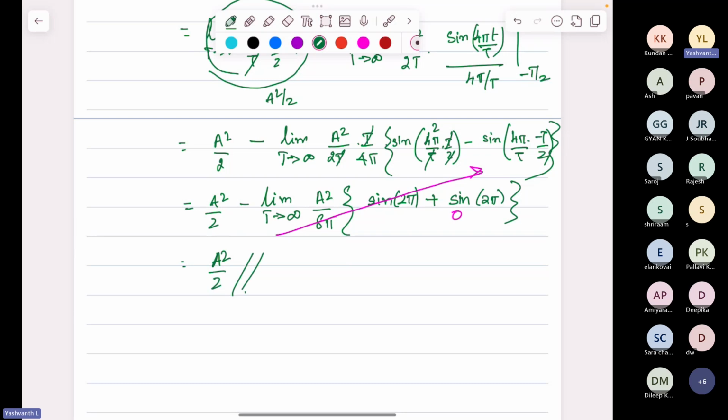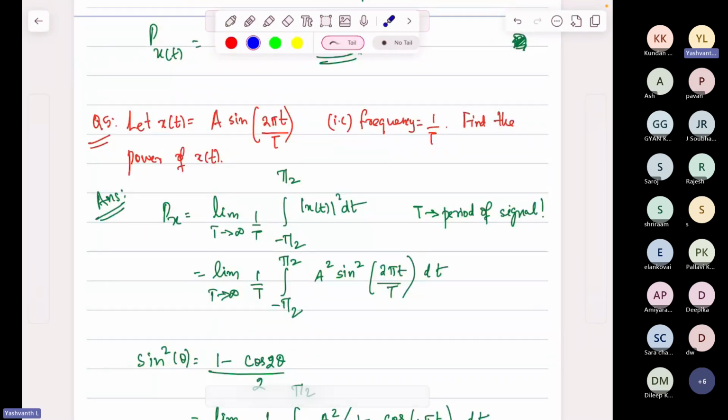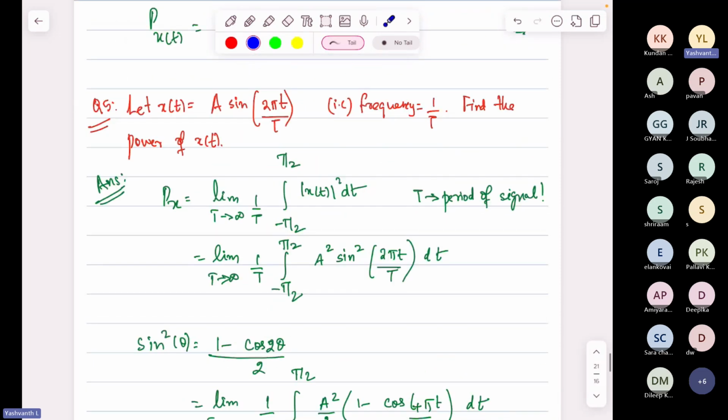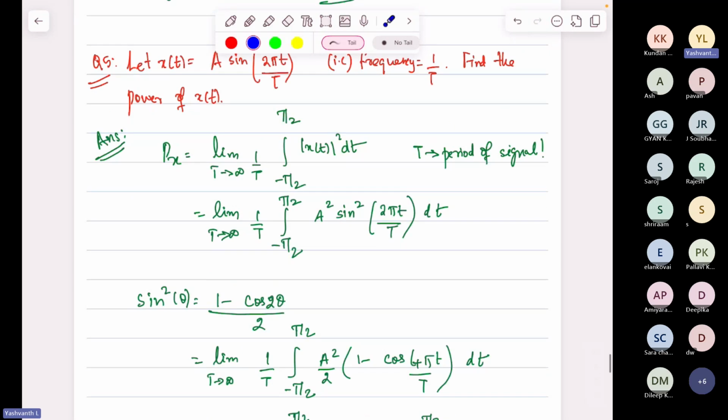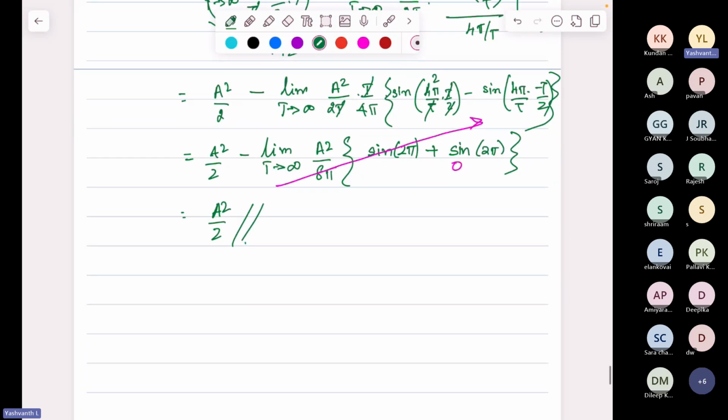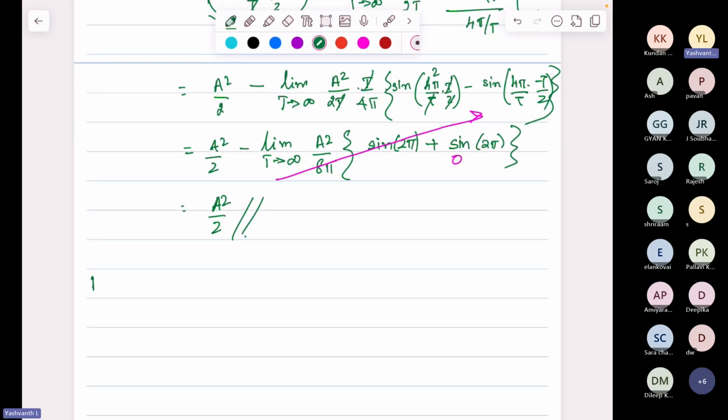In fact, what it says is that if you take any sinusoidal signal, the power of the sinusoidal signal depends only on the amplitude. It doesn't depend on the frequency, which is 1 by capital T. That is not there in the expression for power. So I'm giving a general rule, a very handy formula. You don't need to compute. By looking at the signal, you can tell what is the power of that signal, as long as it is a sinusoidal signal. It's a property.